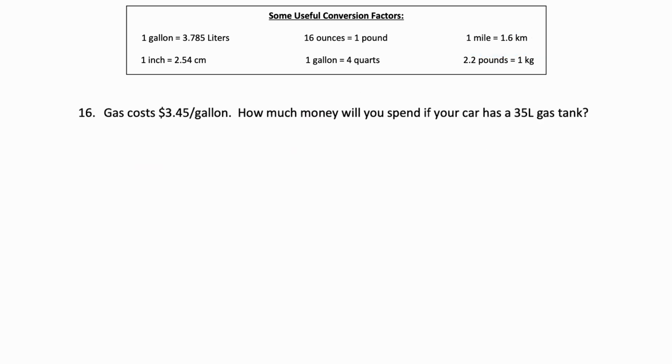All right, so our last one for this video is number 16. It says that gas costs $3.45 per gallon. How much money will you spend if your car has a 35-liter gas tank and you're filling it up? So we are given dollars per gallon, and we want to know how much money it costs to fill up 35 liters of a gas tank. So the first thing we need to do is get from dollars per gallon to dollars per liter, and then we're just going to multiply by 35 to tell us how much money it would cost.